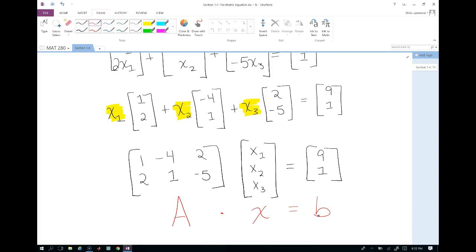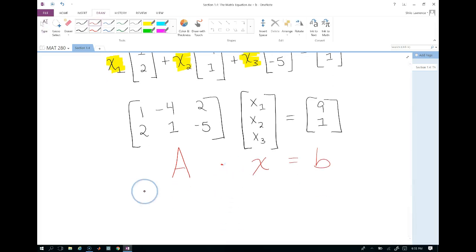So every system of equations can be written as A times x equals b, where A is a coefficient matrix, we call x the variable vector. That's where all of our variables get stored, and it's a vector because it's just a column matrix. And then we have a solution vector.